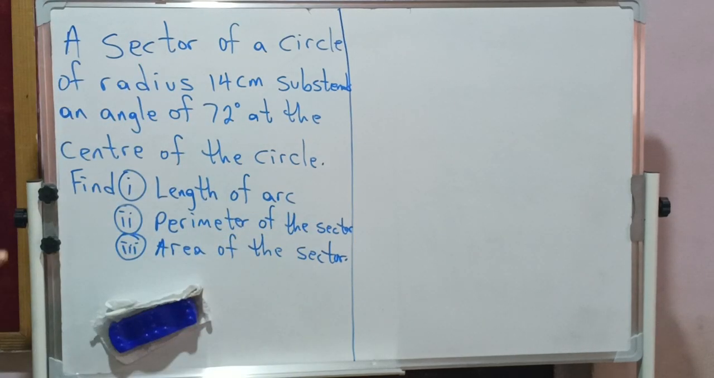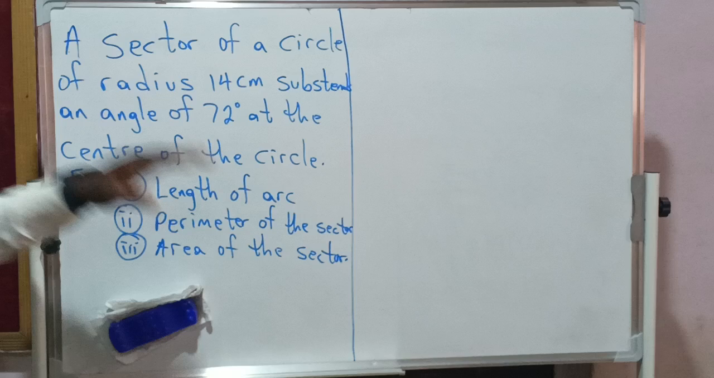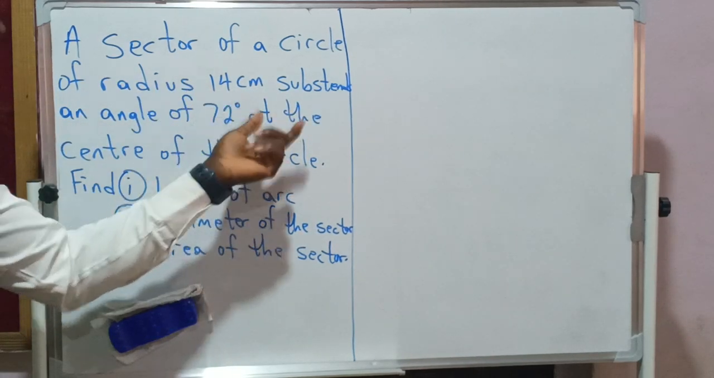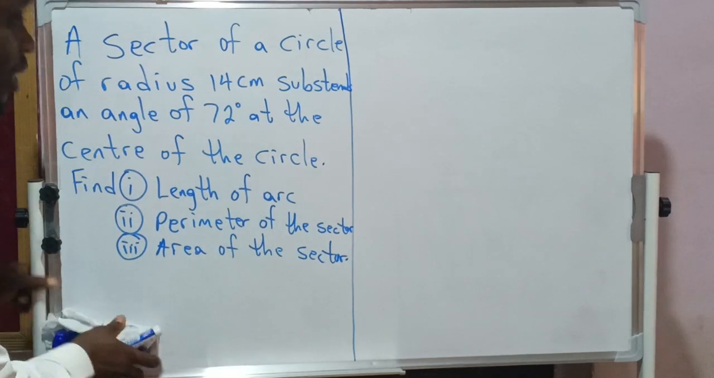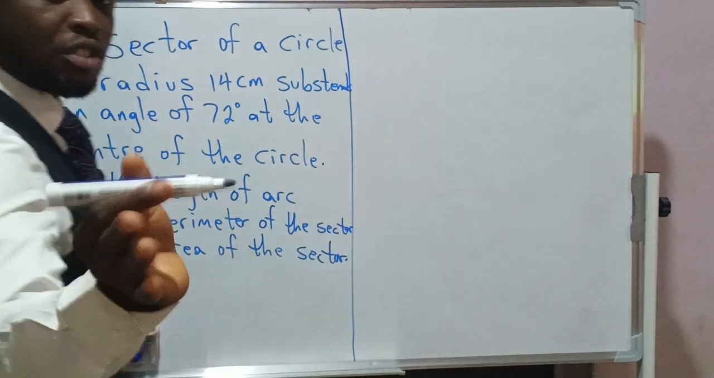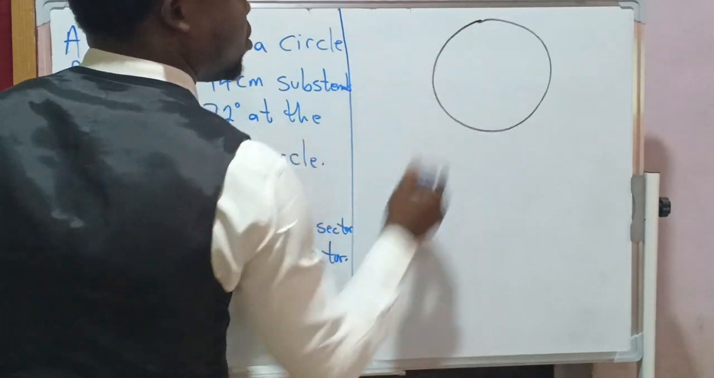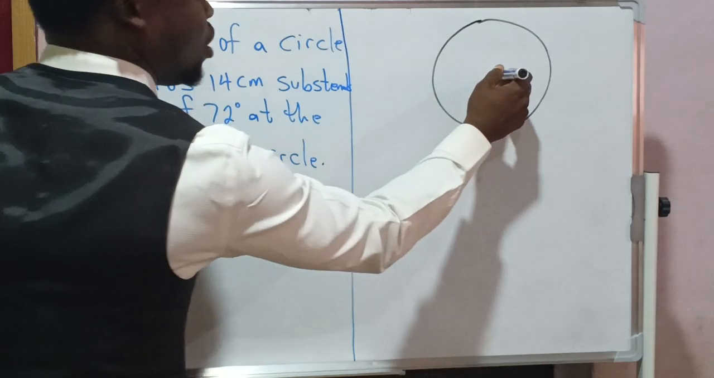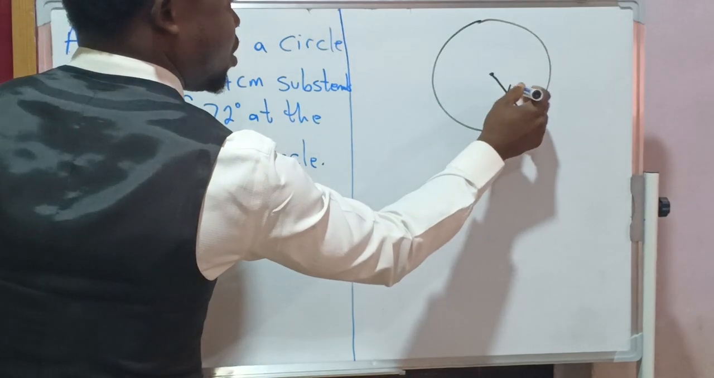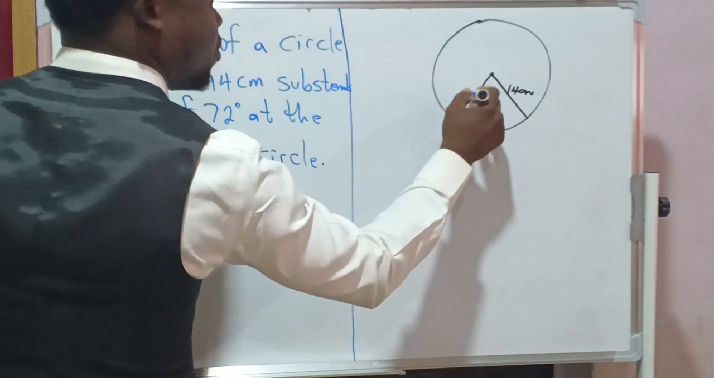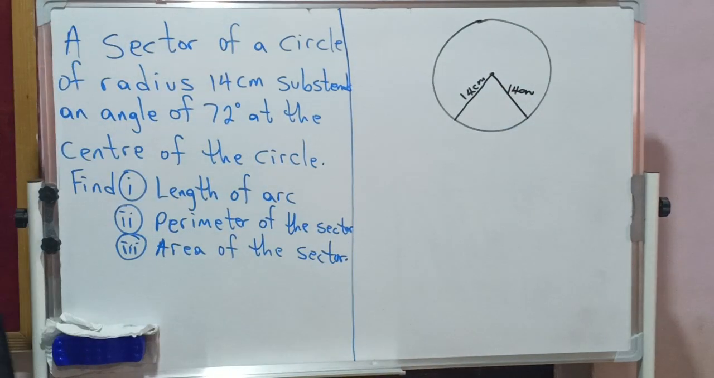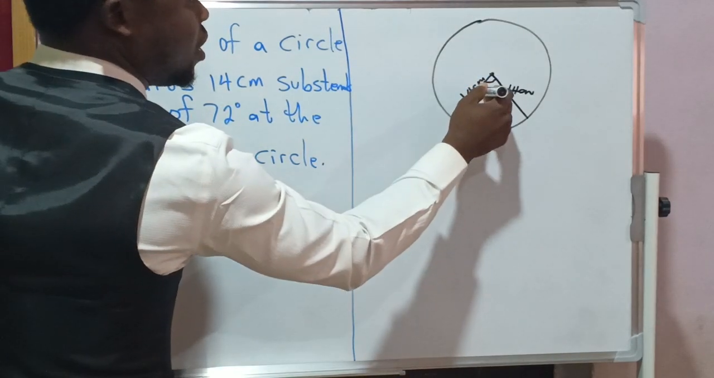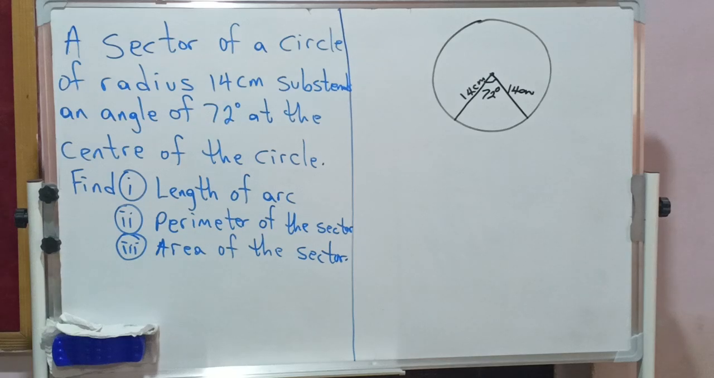This is the question, and it says a sector of a circle of radius 14 centimeter subtends an angle of 72 degree at the center of the circle. So let's have a diagram of how the sector looks like. This is the circle, this is the center, and the radius is 14 centimeter, and it subtends an angle of 72 degree. See, this is the angle subtended, 72 degree.